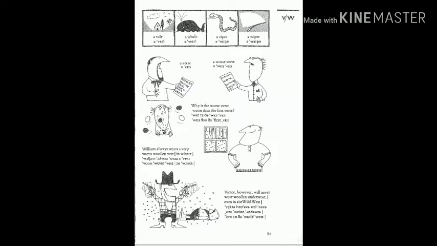Why is the worst verse worse than the first verse? William always wears a very warm woolen vest in winter. Victor, however, will never wear woolen underwear, even in the Wild West.